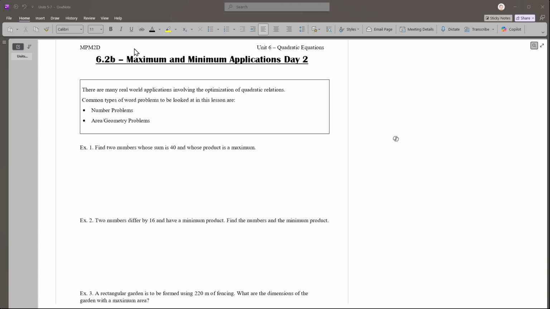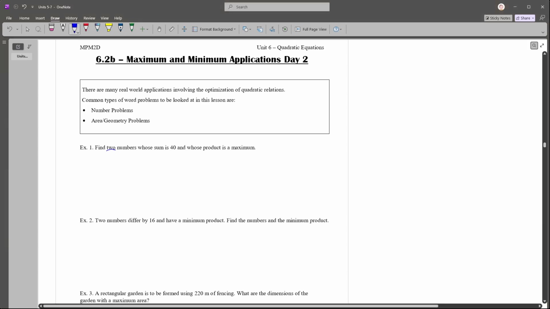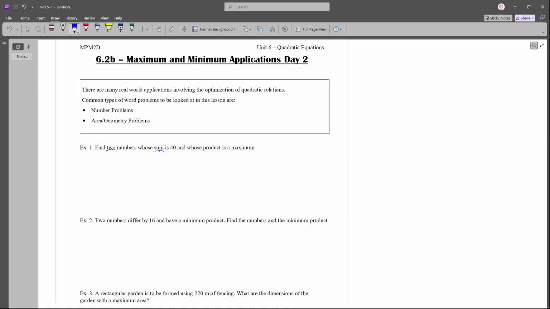So number problems, as opposed to the area and geometry problems we're going to solve, are just simple descriptions of a collection of numbers and properties that relate between those numbers. So for this first one, find two numbers whose sum is 40. Remember what sum means. Sum is the addition, right? So the sum is 40. And their product is a maximum.